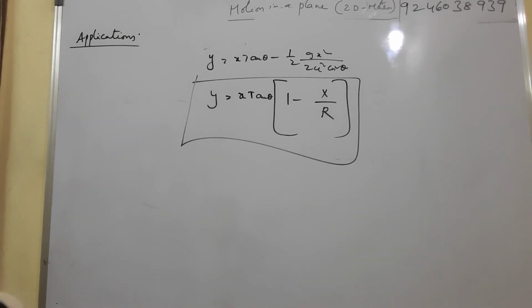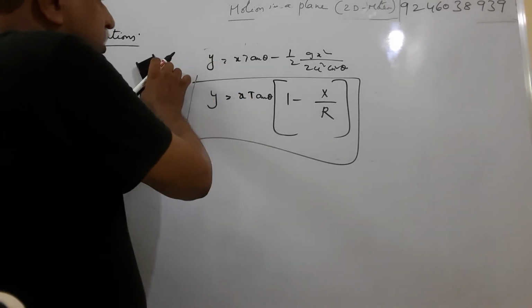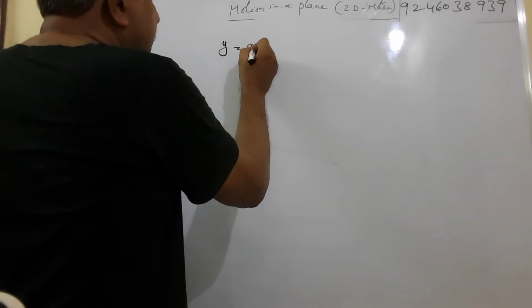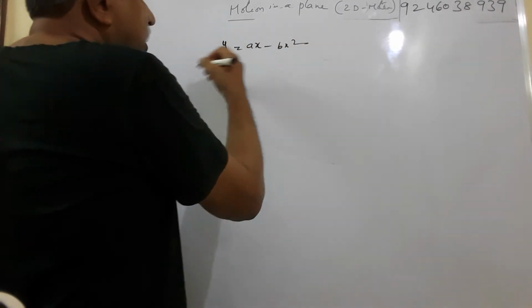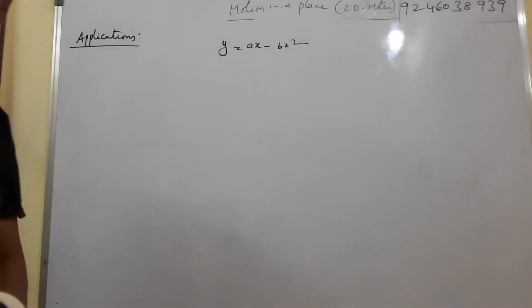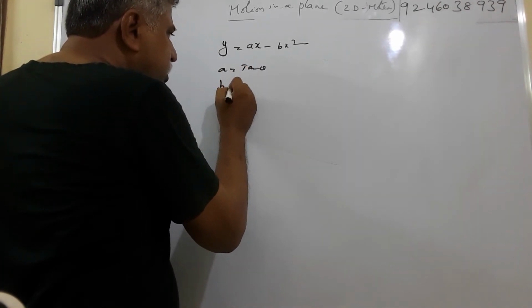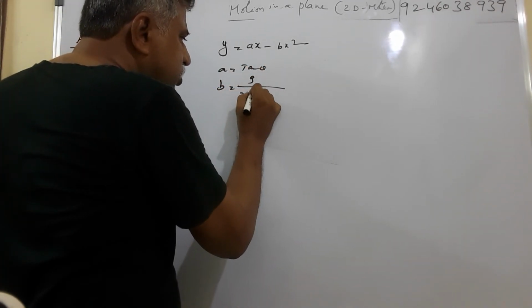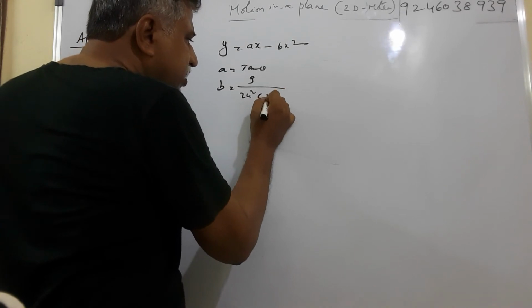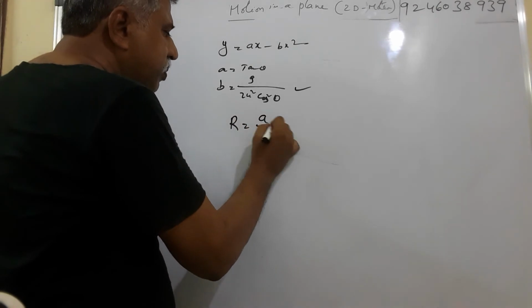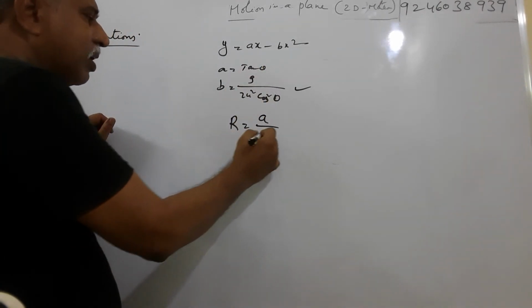Next one. For example, we have the equation for the parabola: y is equal to ax minus bx square. Capital letters or small letters maybe. Those are constants, A and B are constants. We know A is equal to tan theta, B is equal to g by 2u square cos square theta. Here, range is equal to A by B.